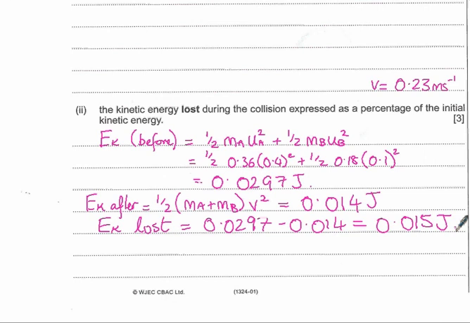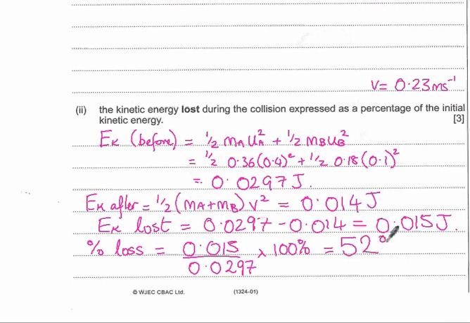But just to finish this one off, the percentage loss is going to be the lost energy, 0.015, over the initial kinetic energy, 0.0297 there, and expressed as a percentage, just times it by 100, and to two significant figures, you'll get 52% for that one. Right.